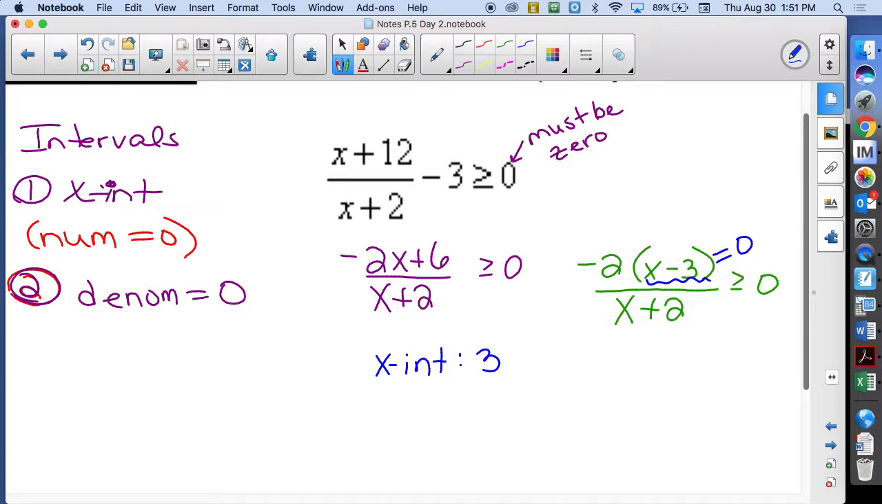Is that Virginia? It was Virginia. What makes the denominator equal to 0? -2.